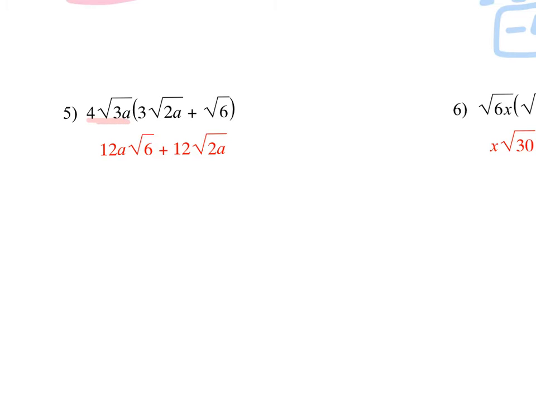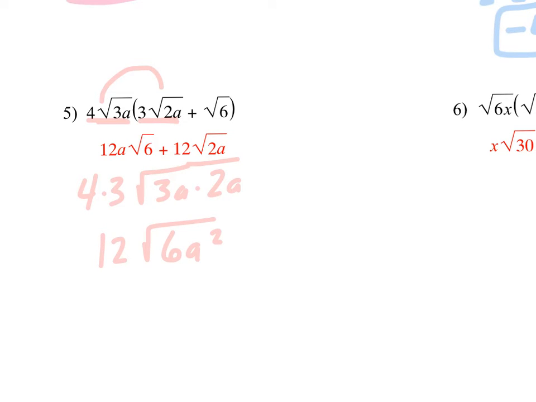It's 4 times the square root of 3a times 3 times the square root of 2a. So again, you can multiply what's on the outside. On that particular one, I can multiply 4 times 3, because they're both on the outside, and I can multiply the square root of 3a times the square root of 2a, because they're both on the inside. Of course, that'll give me 12. 4 times 3 is 12. And then that'll give me the square root of 6a squared.